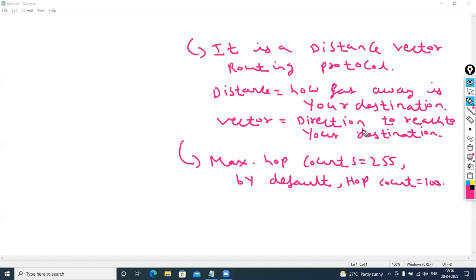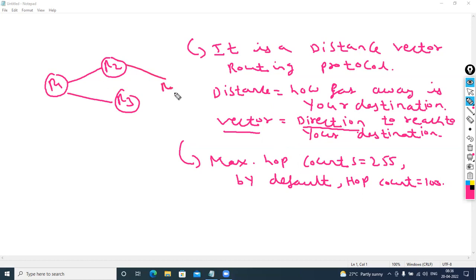What is meant by vector and direction? Vector means it will tell you the direction. It will tell you the distance, means how many hops away is your destination and in which direction I should go. I should go in this direction or I should go in this direction. That's why we call it distance vector. Clear? Yes, sir.